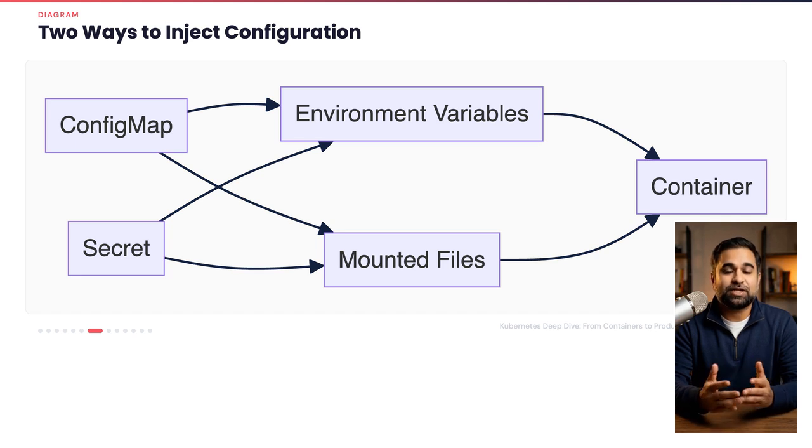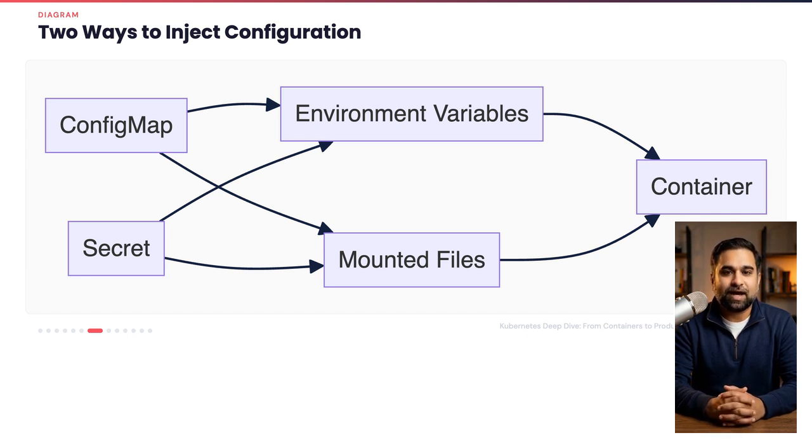But here's an easier approach. Instead of encoding manually, you can use kubectl create secret. The command on screen shows how to create the same secret directly from literal values. This approach does the encoding for you, much simpler for most situations.